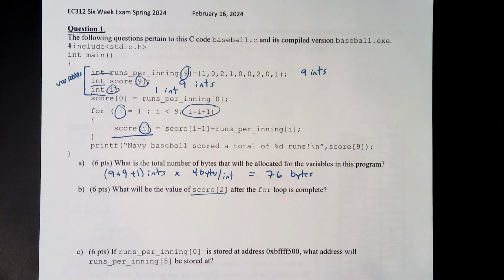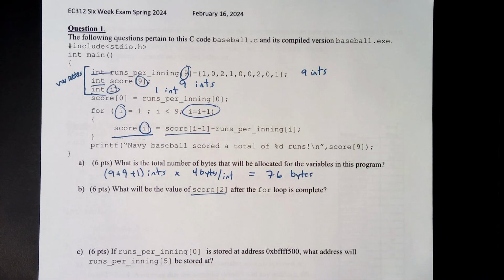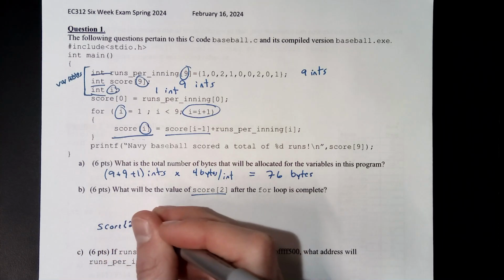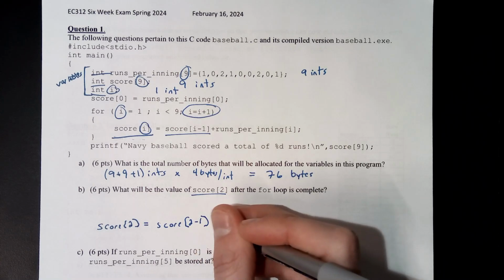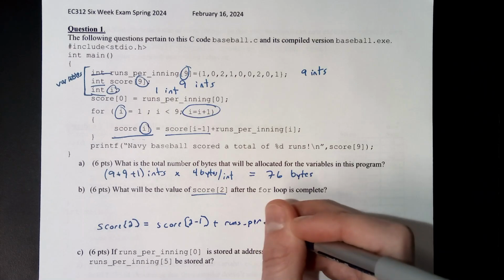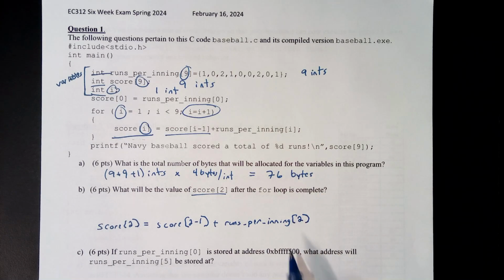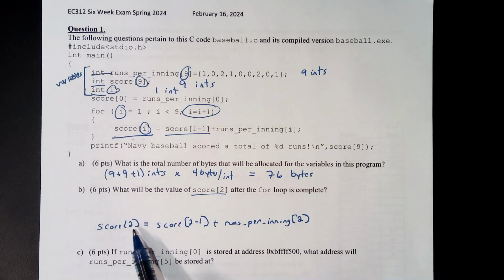Now we may want to check to make sure, do the changes that happened earlier in that loop affect that? And they actually do. We need to see what happens to score 1, because score 1 is going to be part of this statement. So our score 2 update is going to look like this: score 2 equals score of 2 minus 1, which is score 1, plus runs per inning at 2. Here we're just substituting into this line of code. Everywhere I see i, I'm replacing it with 2, since that's what we're going to update. So that's what's going to happen during that iteration.